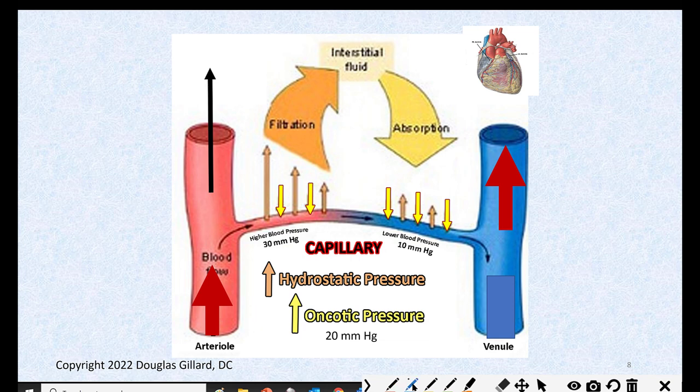Let's see, I'm in a drawing mood today. Let's make it green. So remember, we have blind-ended lymph capillaries in here as well. That can also siphon off some of the extra interstitial fluid and send that back. It actually dumps into the venous system way up high by the subclavian veins, right?